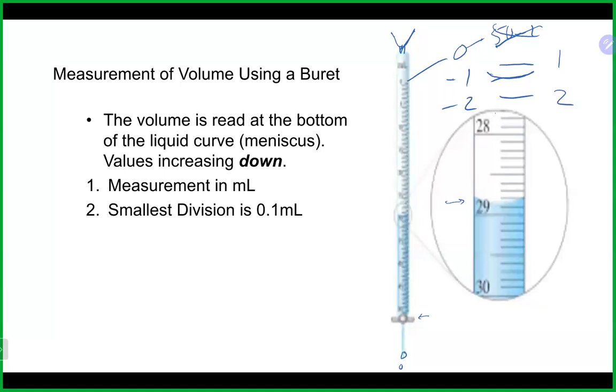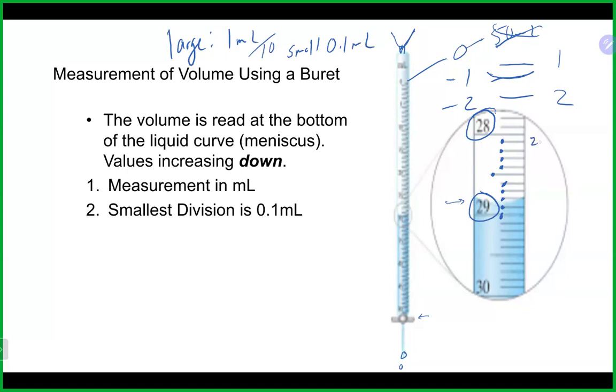Once again, we're going to look at the large markings. So that's 28 and 29. If we subtract 28 from 29, we get 1 milliliter as our large markings. If we look here, we have 1, 2, 3, 4, 5, 6, 7, 8, 9, and 10. So again, we have 10 markings, which means each of our small markings in this case is going to be 0.1 milliliters. So again, it increases as you go down.